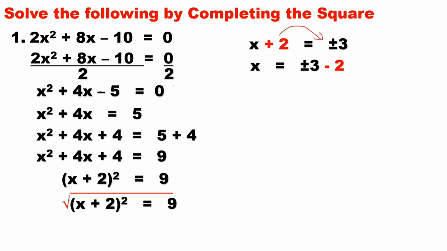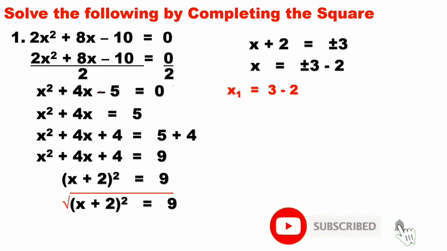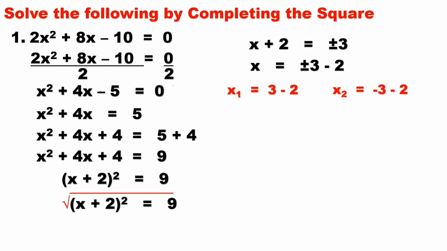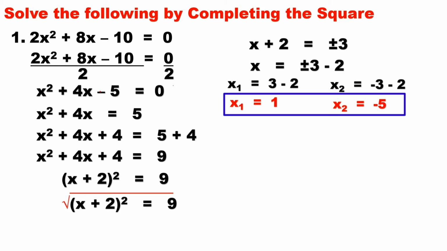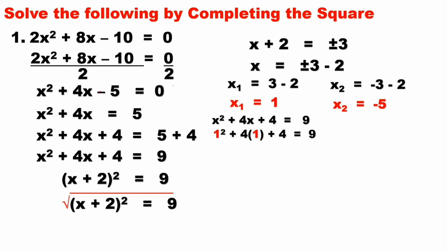To determine the two values of x, x sub 1 equals 3 minus 2 and x sub 2 is negative 3 minus 2. Individually solve the equations. 3 minus 2 equals 1, negative 3 minus 2 is negative 5. To determine if 1 or negative 5 or both are solutions, substitute the values to the original equation. By substituting 1, we have 1 squared equals 1, 4 times 1 equals 4, 1 plus 4 plus 4 equals 9. Since they are equal, 1 is a solution.